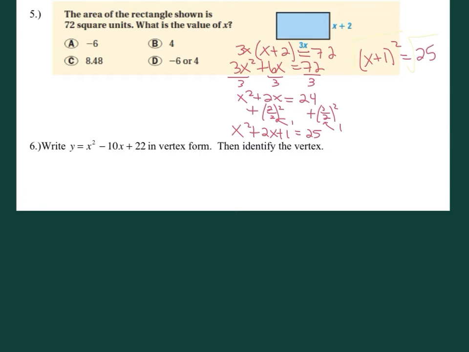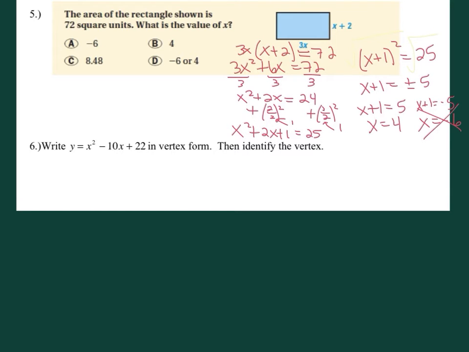So we take the square root of each side. We get x plus 1 equals plus or minus 5. So we have two equations to solve: x plus 1 equals 5, and x plus 1 equals negative 5. So x could equal 4 or negative 6, but because we're talking about the length of a rectangle, the negative 6 just doesn't make any sense.